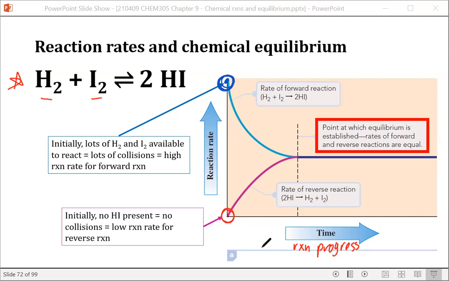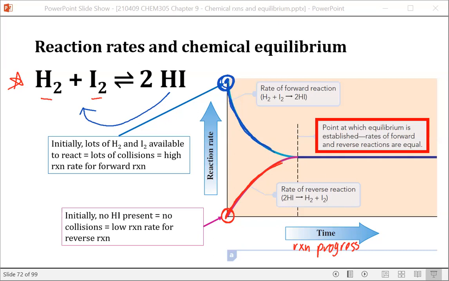But as the reaction proceeds, the forward reaction is producing some of your product, HI. And as HI is produced, it's able to revert back into reactants. And so as the reaction proceeds, the rate of the reverse reaction increases, because as you make product, that product is able to undergo the reverse reaction to turn back into reactant. And as reactants are used up, the rate of the forward reaction is going to decrease.